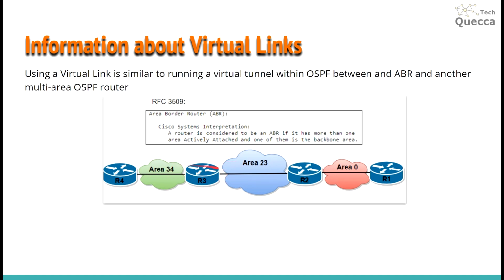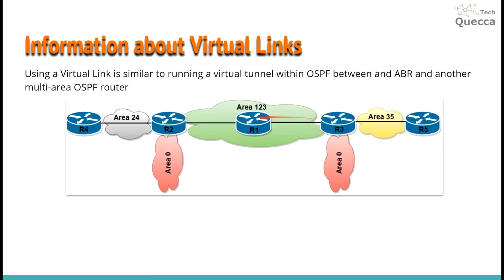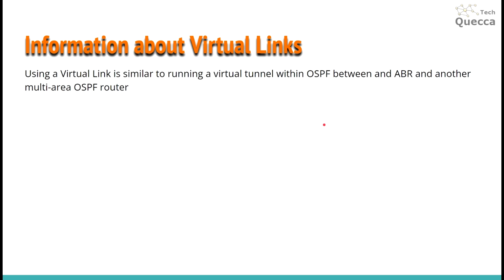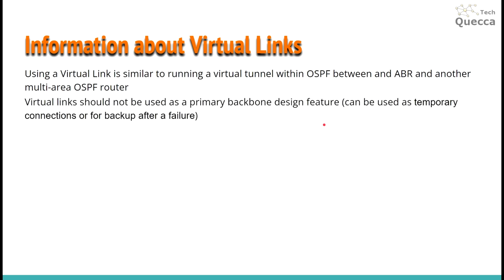So in this case, we need to run a virtual link between an ABR and a multi-area router. But in this case, yes, we have two ABRs, R2 and R3, and we need to run a virtual link between them. Next fact is that virtual links should not be used as a primary backbone design feature. They can be used as a temporary solution in case there is a failure or some other issues, but never as a primary backbone design feature.